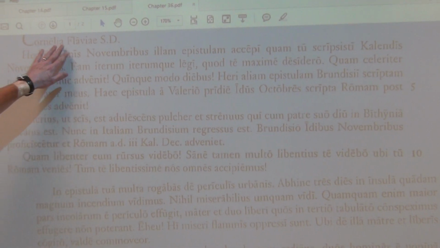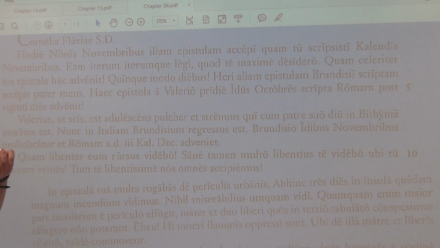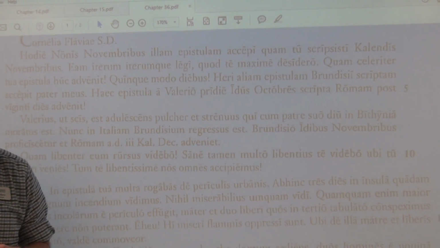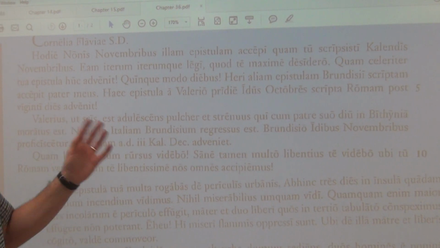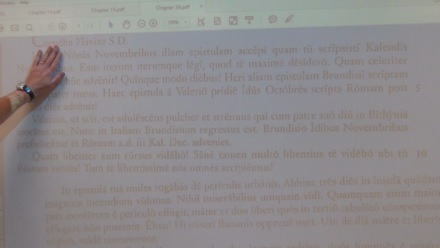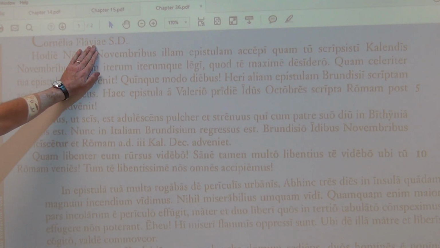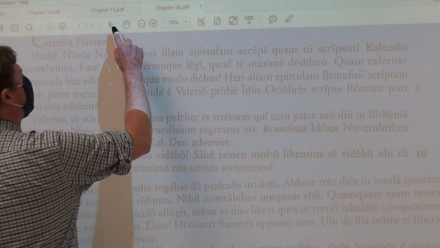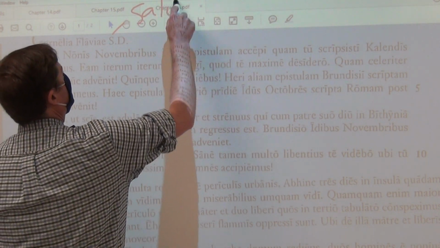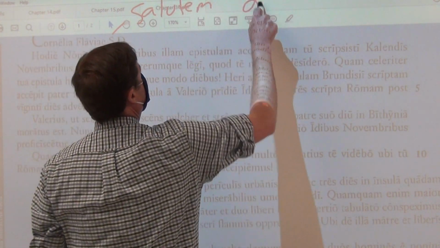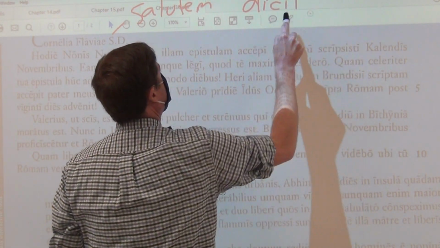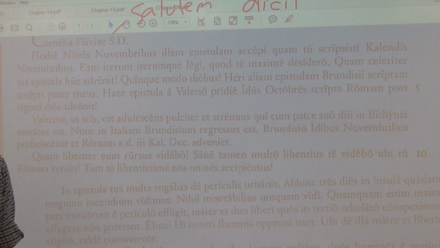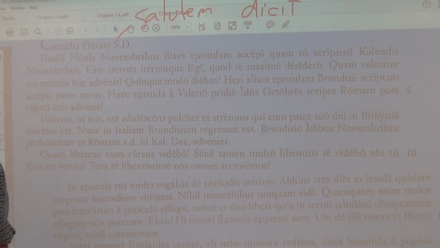So, Cornelia Flaviae SD. In English, when we are writing a letter, we say, "Dear so-and-so." But for the Romans, they would put the name of the person writing in the nominative, the person that would be written to in the dative, and then the letters SD, which stands for salutem dicit. It says greetings.